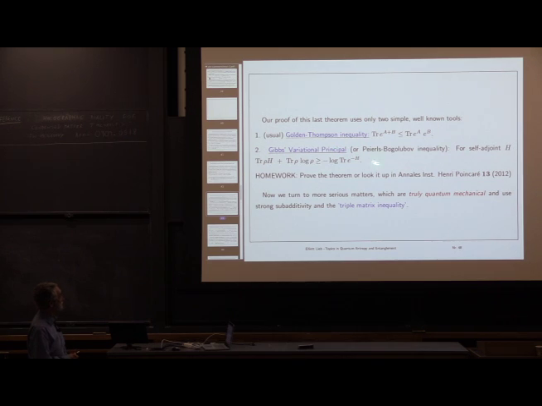And the Gibbs variational principle, also known as the Peierls-Bogoliubov inequality, that the trace of rho h plus the trace of rho log rho is bigger than minus the log of the trace of e to the minus h. That says what Gibbs understood, that's why it's called the Gibbs variational principle. If you want to figure out, given a Hamiltonian, what the entropy and the energy are, you minimize trace rho h minus the entropy. And that gives you the thing you want to calculate, which is the partition function, which is e to the minus the free energy. So when you take the log, you get the free energy.